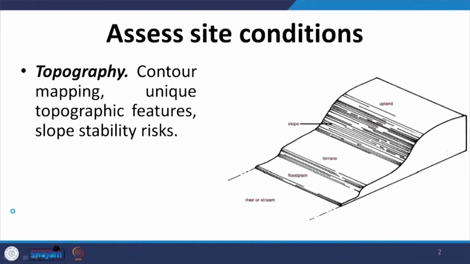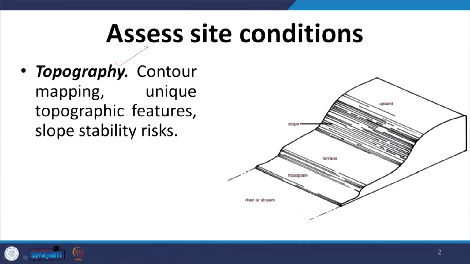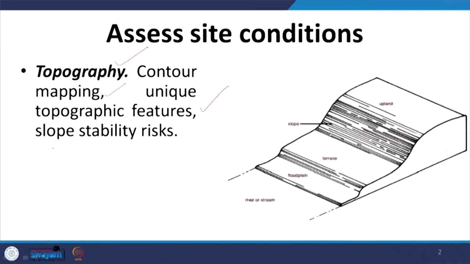So, while starting with the sustainable site development, we have to first assess the site conditions based upon different parameters. The first and foremost parameter is topography. Here we have to look at what is the contour map of the site, what are the unique topographic features. For example, there might be a rock outcrop, there might be a water body, there might be a thick dense forest. So, what are the unique topographic features which are there, and we will also do an estimation of the slope stability and the risks associated with it.